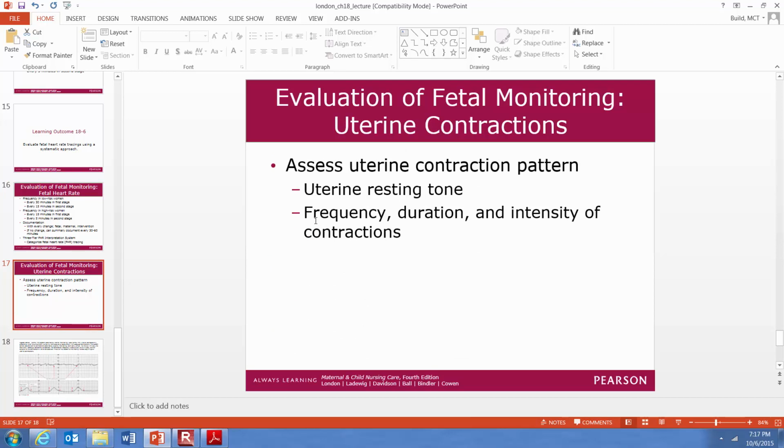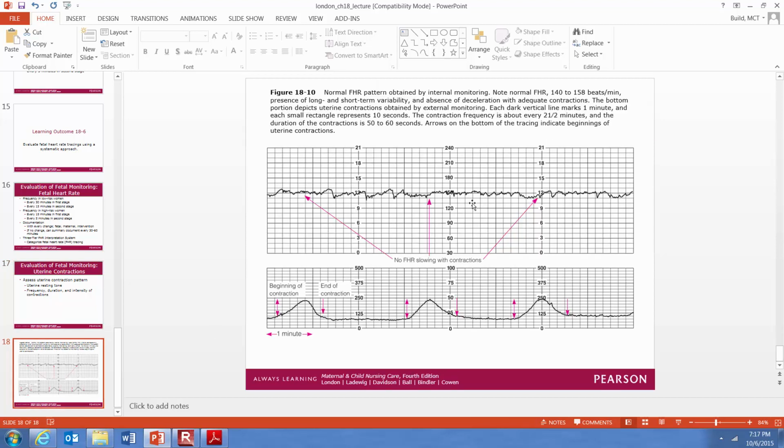We're documenting fetal heart rate assessments, and then we're going to document uterine contractions. When we document uterine contractions, we're documenting the frequency, duration, and intensity of the contraction, and we're documenting our uterine resting tone. That is how our uterus feels when she's not contracting. So we do need to document that as well. Okay? Now let me just show you what a fetal heart rate strip looks like and kind of explain it to you.